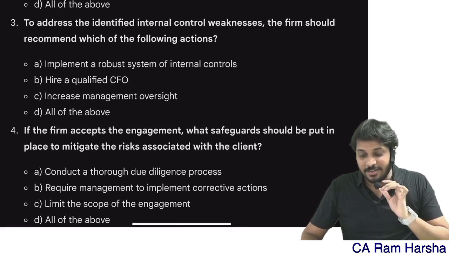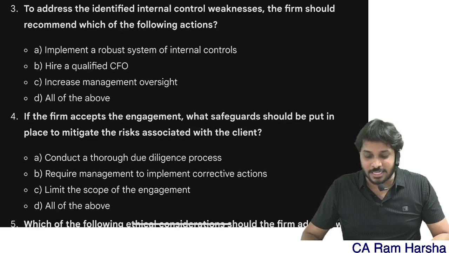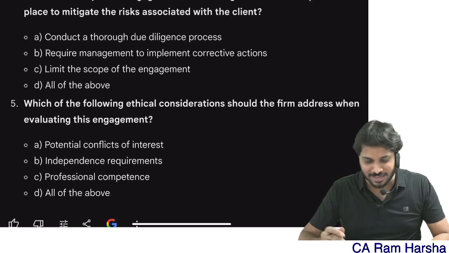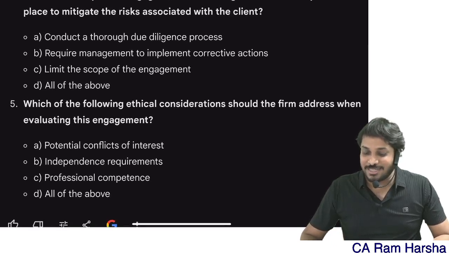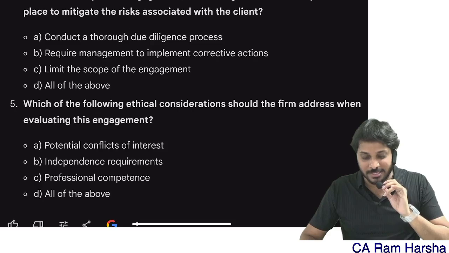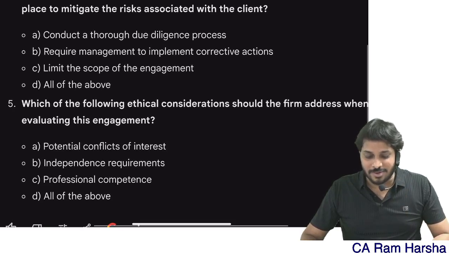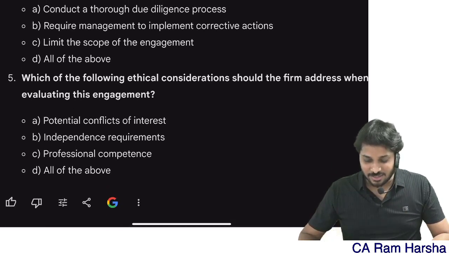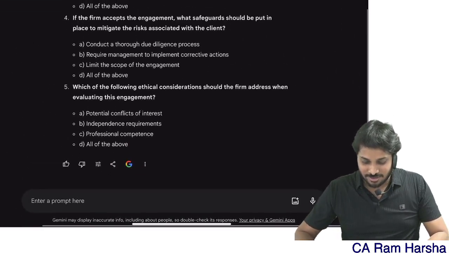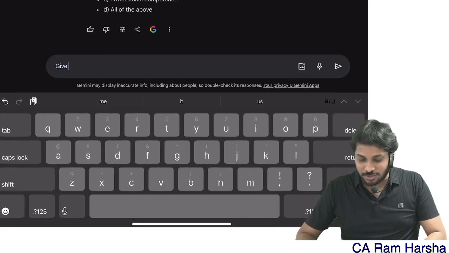To address the identified weakness, the firm should recommend which of the following actions? Implement a robust system, hire a qualified CFO, increase all of the above, all of the above answers only. If the firm accepts the engagement, what safeguard should be put in place? Require management to implement controls, limit the scope of the audit. Hey, these are so easy MCQs. Give tough MCQs.